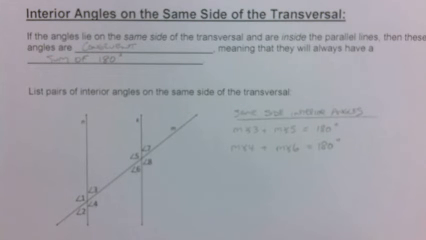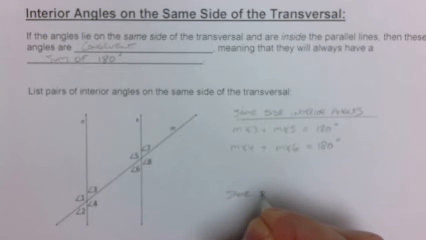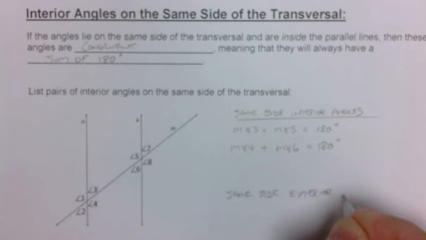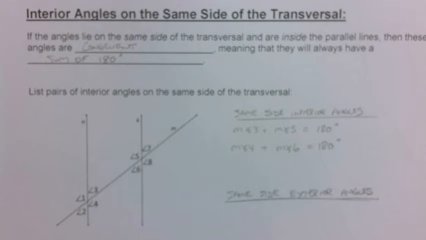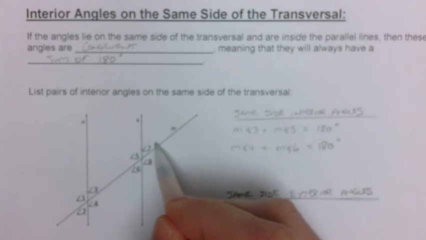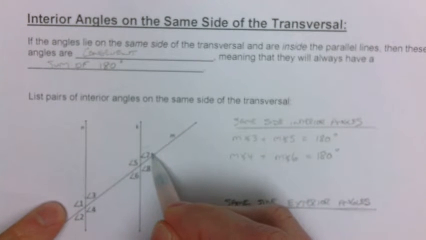Now, in a similar fashion, we're going to have same side exterior angles. And I think you will notice that a similar pattern exists. This time, we're looking for angles on the outside of the parallel lines, but on the same side of the transversal. So if I look at my picture again, angles 1 and angle 7, they're on the same side of the transversal, but they're outside of the parallel lines.